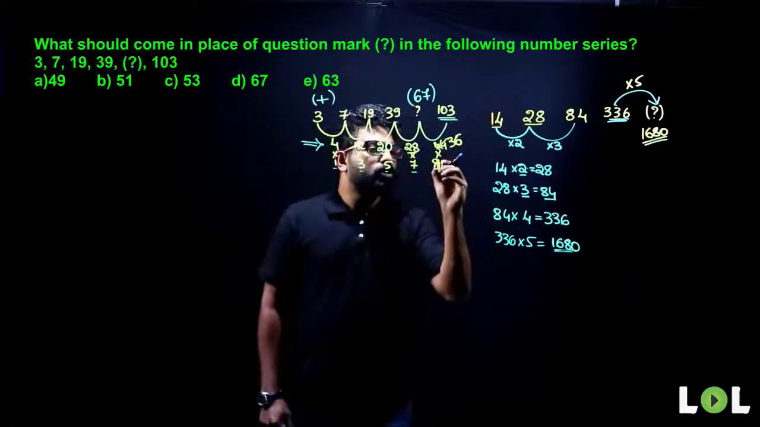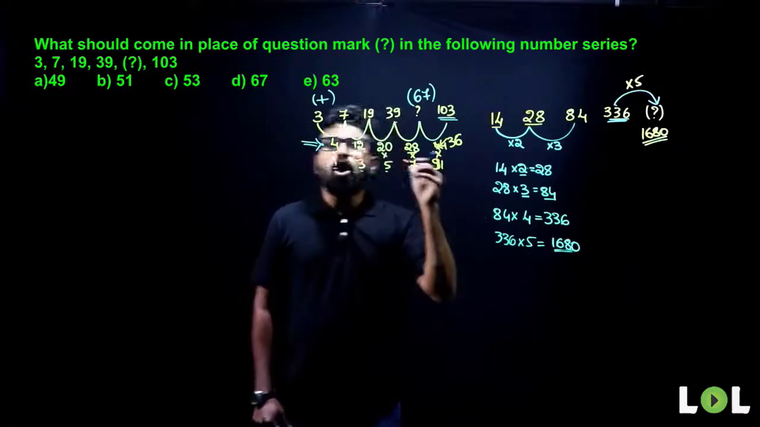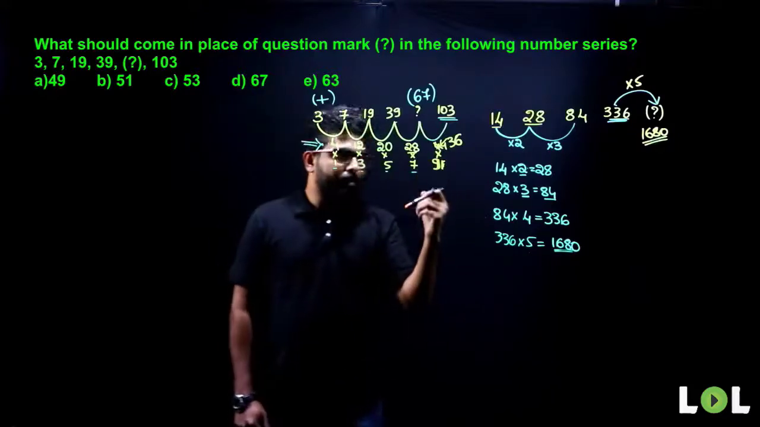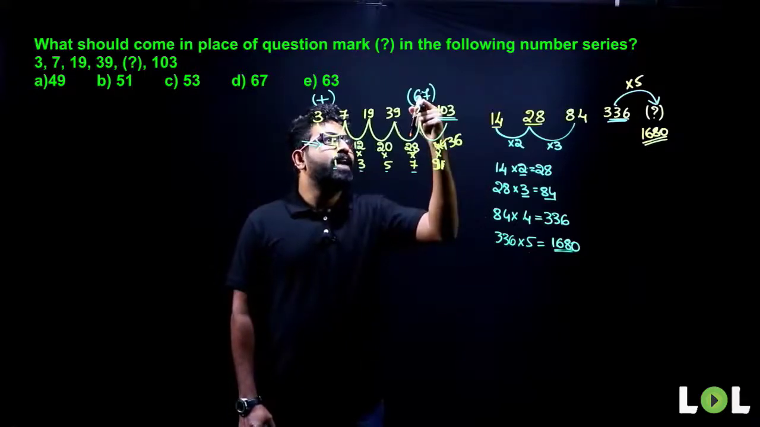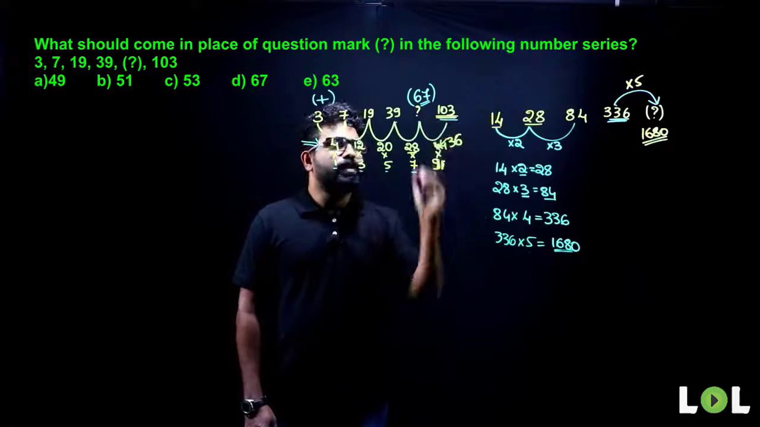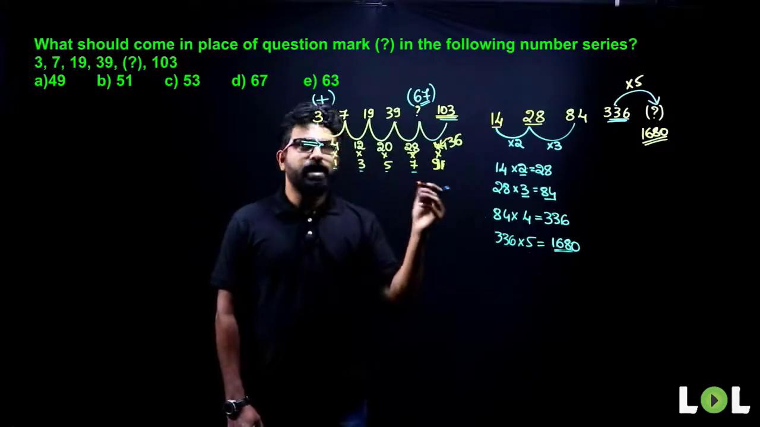So my logic here was not prime numbers. It was consecutive odd numbers. Am I clear, people? It is consecutive odd numbers. So that's why I verified with 67 and checked if I'm getting the proper answer here, which is 103. Am I clear here?